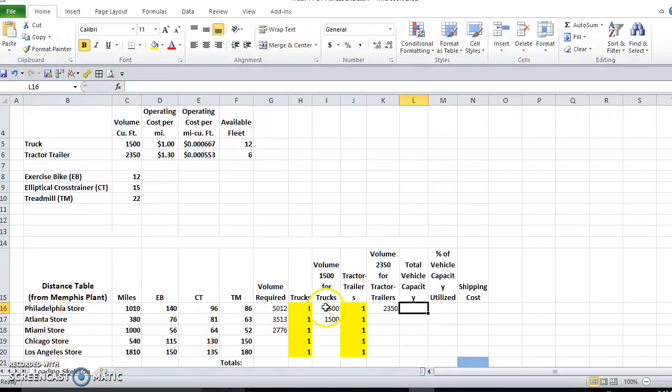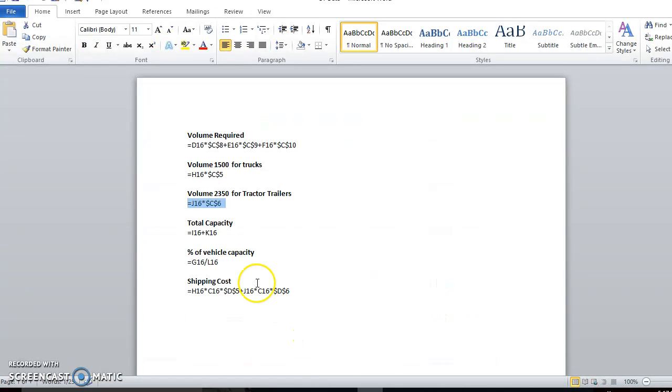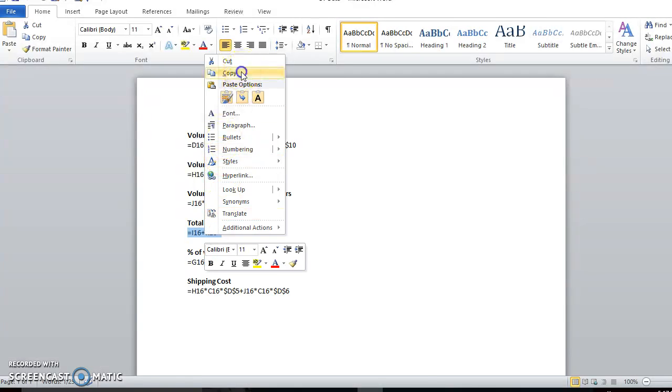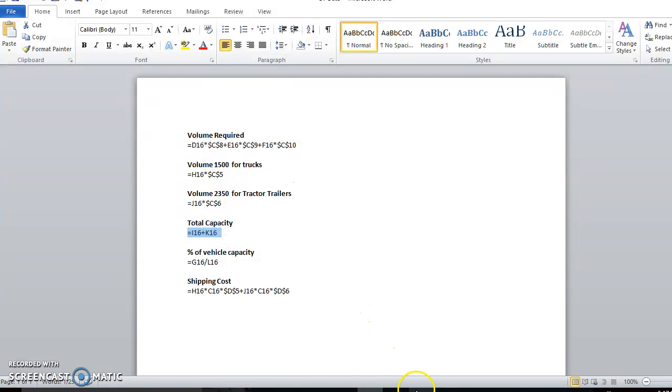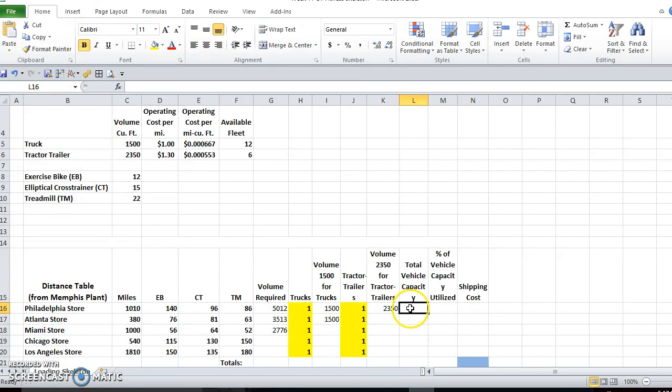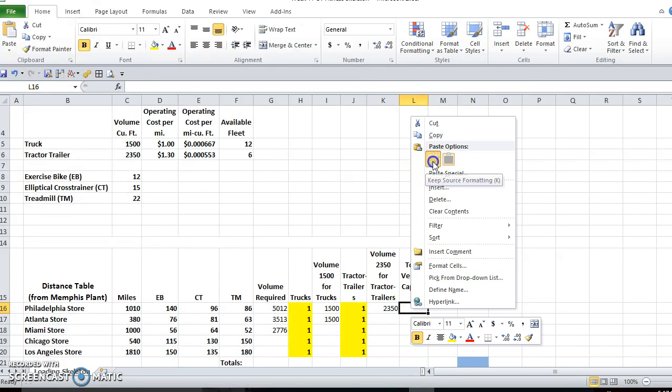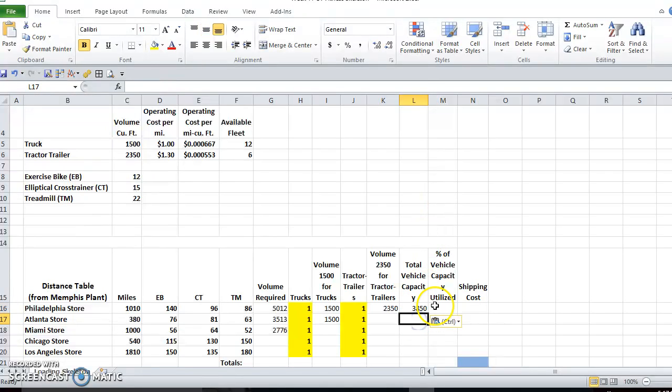Now I16 is of course our capacity for our trucks, and K16 is the capacity for our trailers. So to get the total capacity, we add those together. Let me go grab that: I16 plus K16, copy, and plug that in, paste, and you've got it right there.